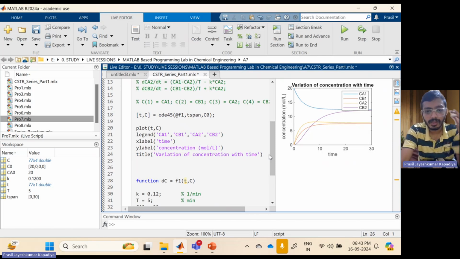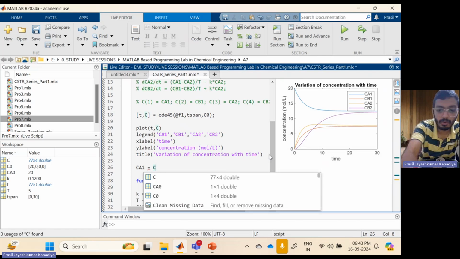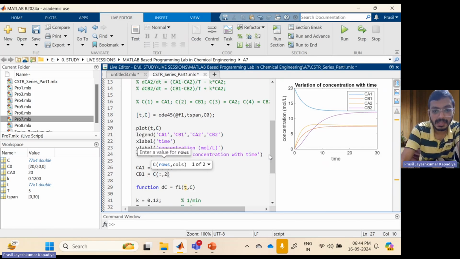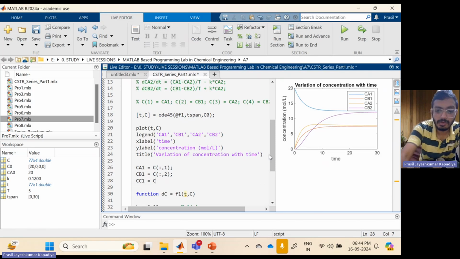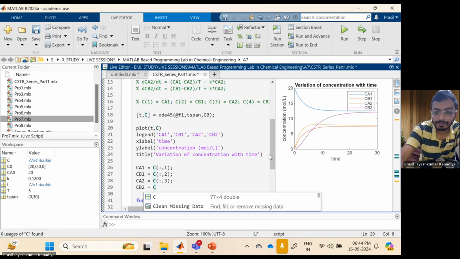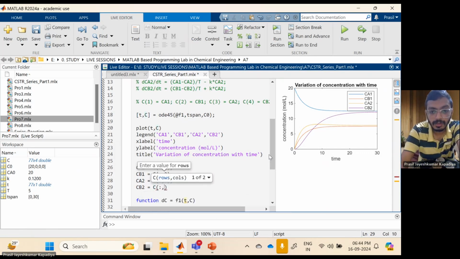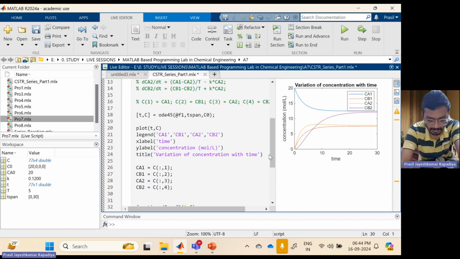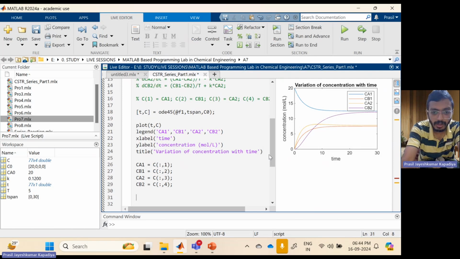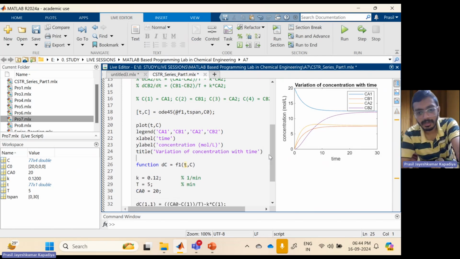So let's do one thing. Let's say CA1 is equal to C of all rows and first column. Then CB1 is equal to C of all rows and second column. Then CC1 is equal to C of all rows and third column. And CA2 and CB2 is equal to C of all rows and fourth column. Correct? Let's write it down in the next problem, this part 2 only, with that complex part.